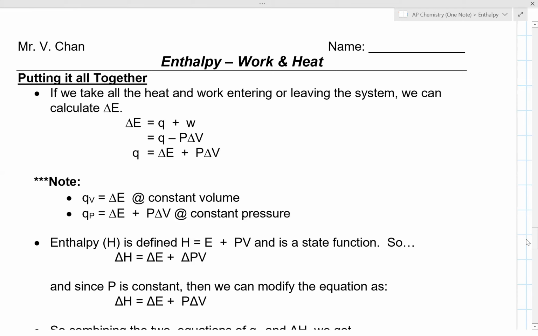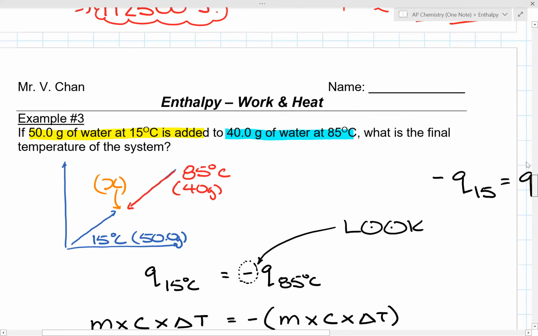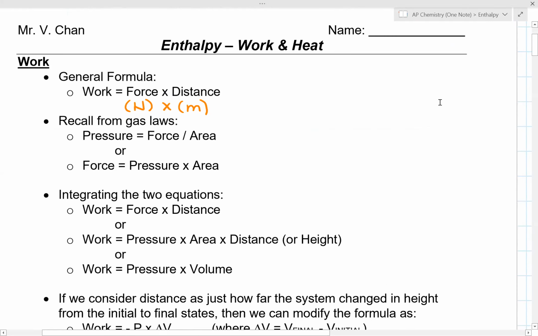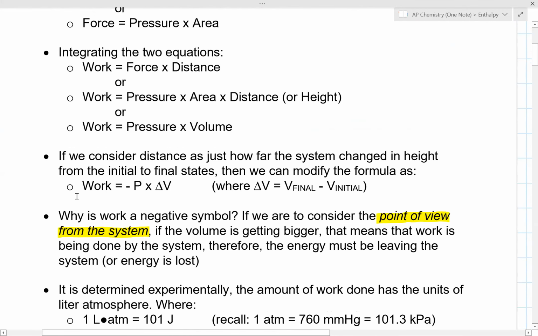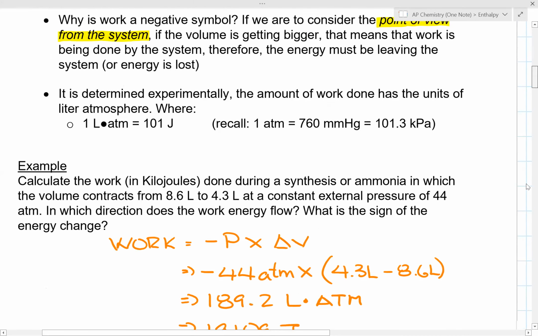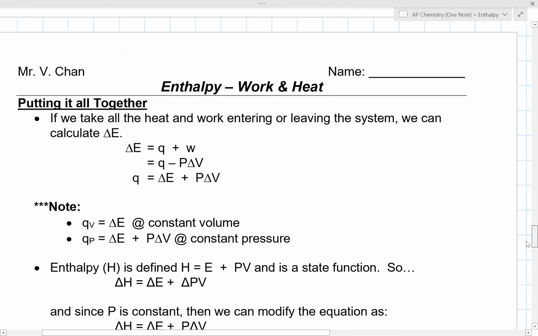Now, the change in energy is equal to Q, which is heat, plus work. Remember, Q is equal to heat and work is negative P delta V. Remember, this was from the equation up here. Work is equal to negative P times delta V. So we scroll back down.